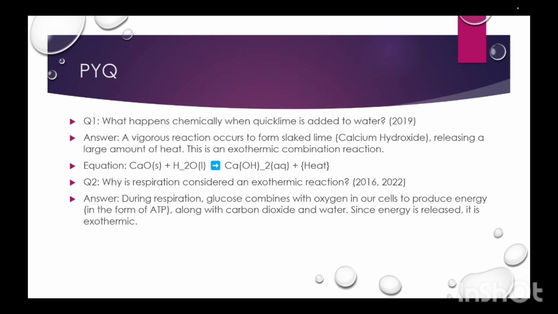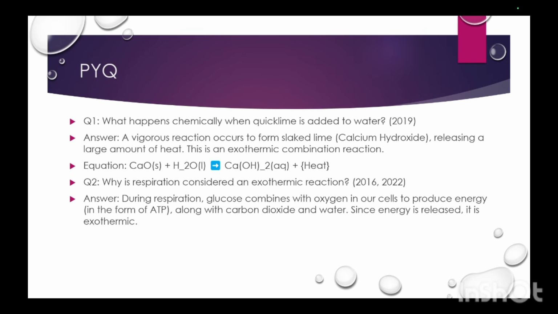The slaked lime, what is the chemical formula for that? Ca(OH)2, releasing a large amount of heat. This is an exothermic combination reaction. The chemical equation is CaO plus H2O changing into Ca(OH)2. It's aqueous and a lot of heat will be released.